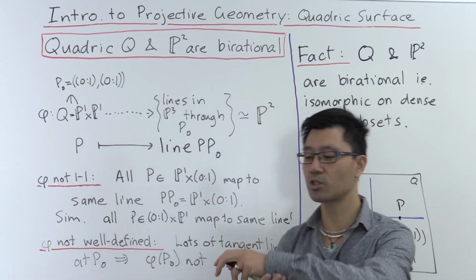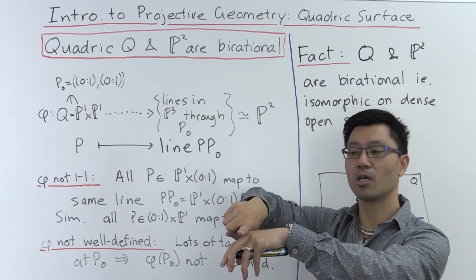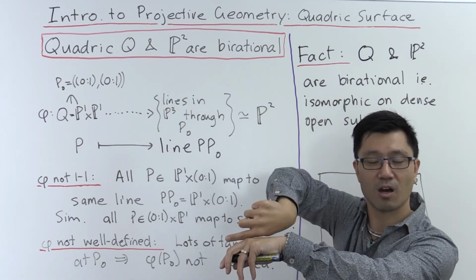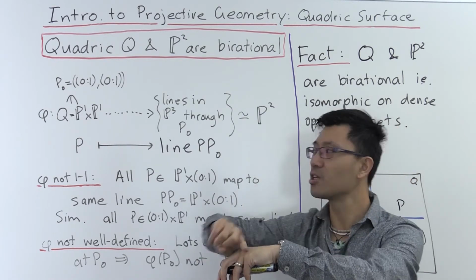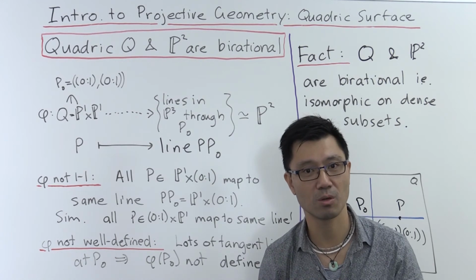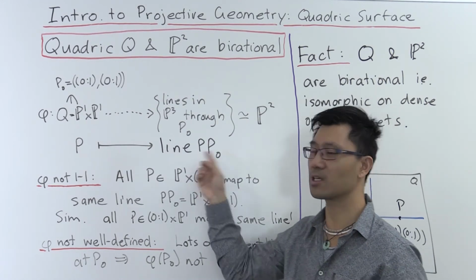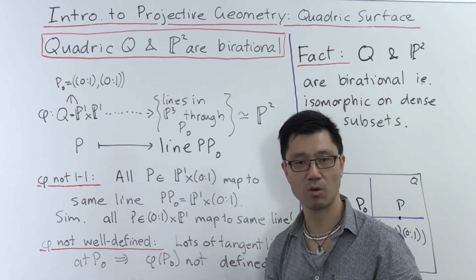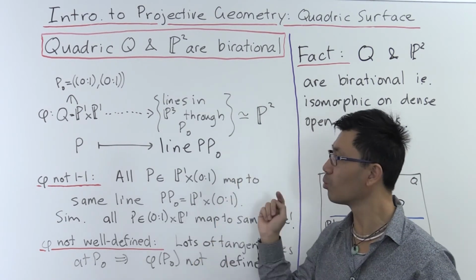Here you have a quadric surface. So at any point, you have an infinity of tangent lines. So now when you write this down, which tangent line do you send it to? Well, the point is that there's no natural choice at all. So this is not well defined.